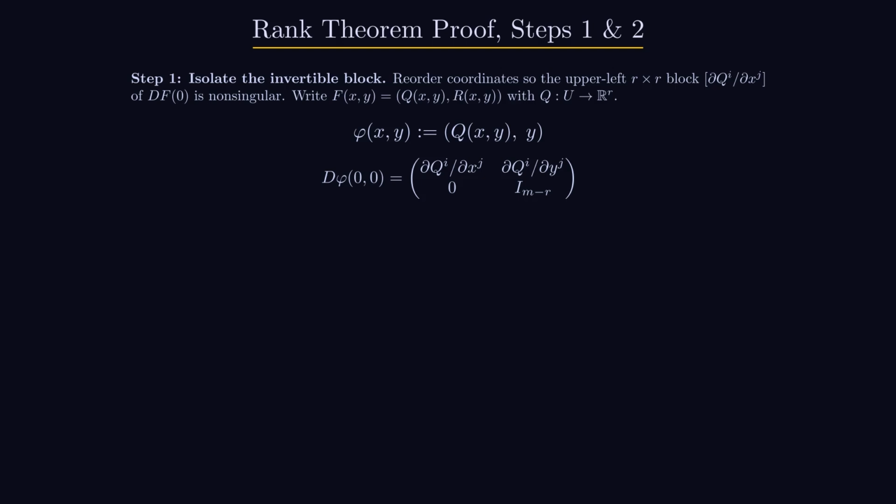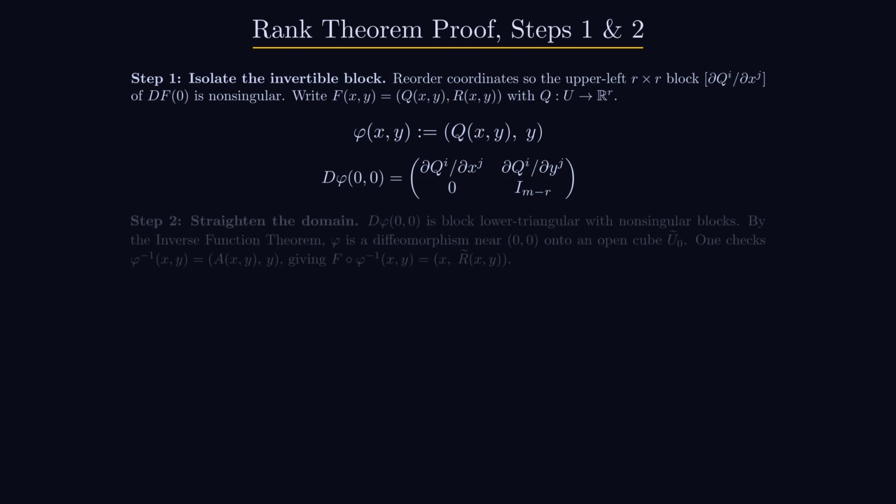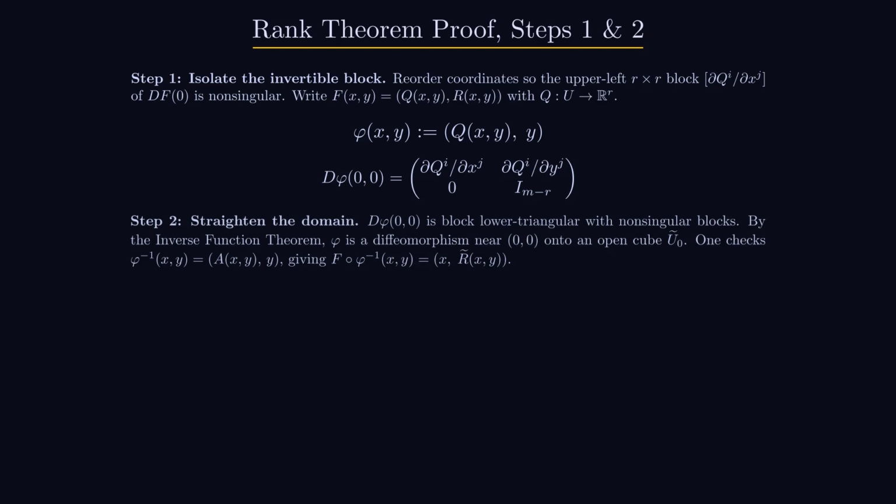The inverse function theorem then gives that phi is a diffeomorphism near 0 onto an open cube U tilde containing 0. Write phi inverse of (x, y) as (a of (x, y), b of (x, y)), with a in R^r and b in R^(m-r). Composing phi with phi inverse and comparing the second component forces b of (x, y) to equal y. So phi inverse of (x, y) equals (a of (x, y), y). Substituting into F, one finds F composed with phi inverse of (x, y) equals (x, r tilde of (x, y)), where r tilde is the composition of r with phi inverse. The first r components of F have been straightened to the identity.